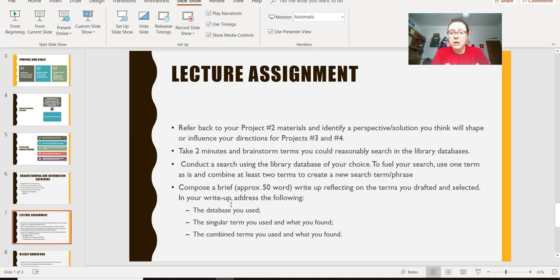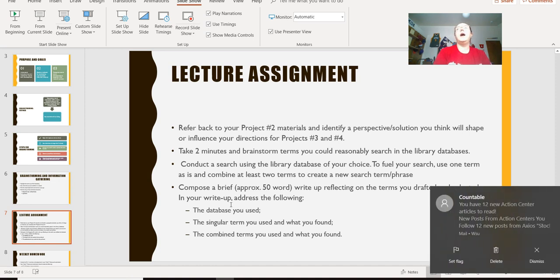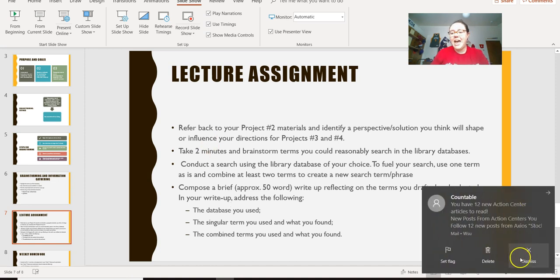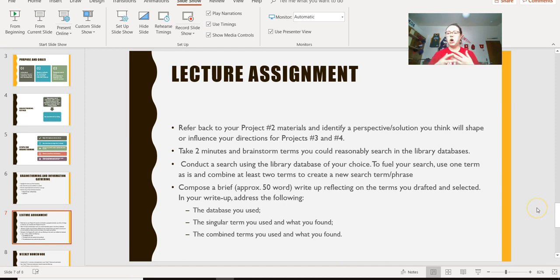Now, this can be very informal and very brief, so maybe you say, okay, I searched medical uses of cannabis, and I came across 100 results, mostly focused on epilepsy and cancer research. So it doesn't have to be anything super fleshed out. It just has to be, here's what I searched and here's what I saw.